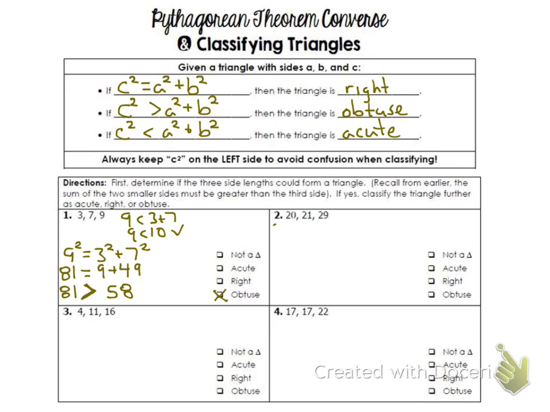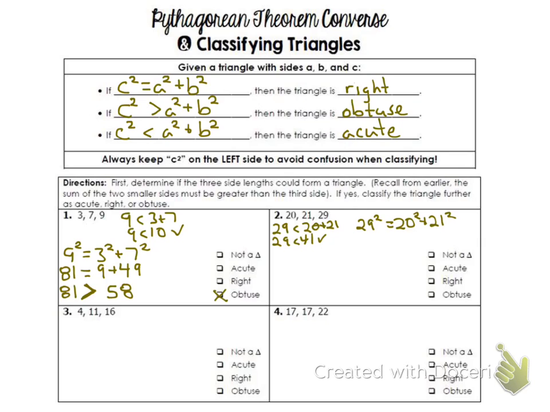For number 2, we check to see if it's a triangle. 29 is less than 20 plus 21. 29 is less than 41, so it works as a triangle. Now we're going to go 29 squared equals 20 squared plus 21 squared.